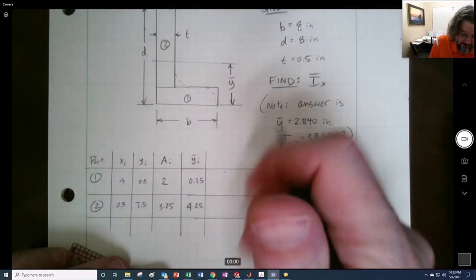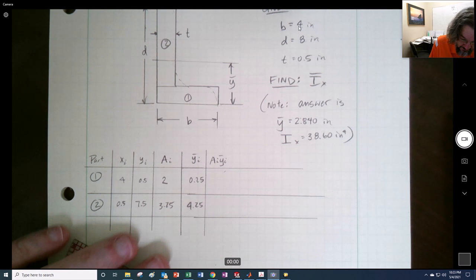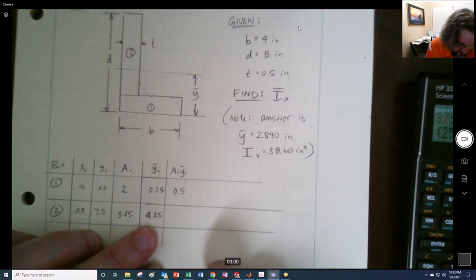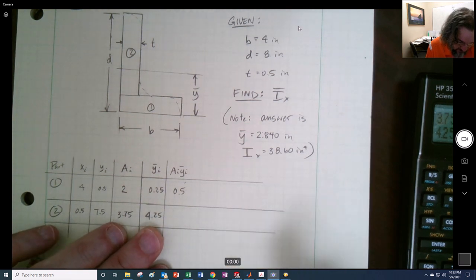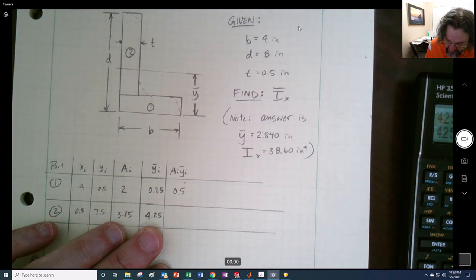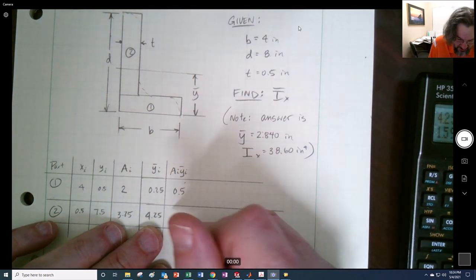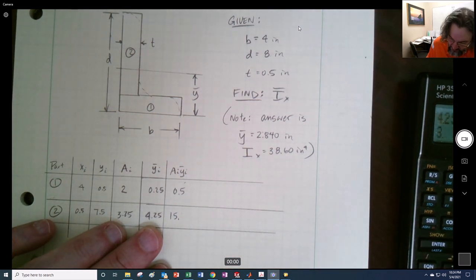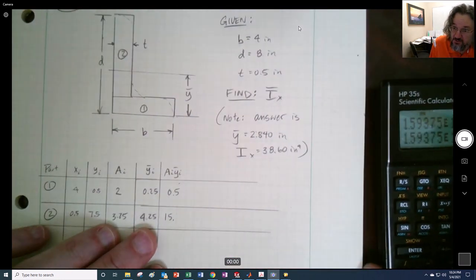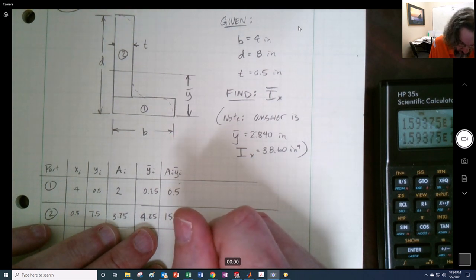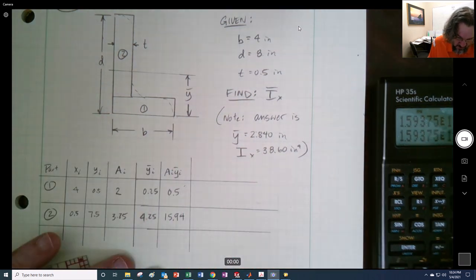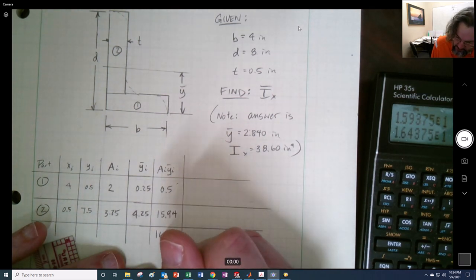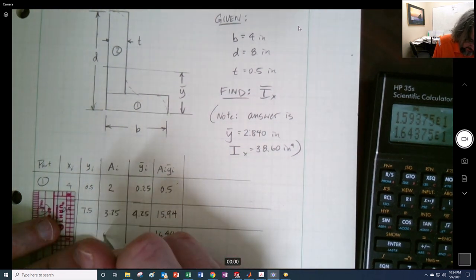All right. And we go A i, y bar i. 2 times 0.25. I think it's 0.5. 4.25 times 3.75. 4.25 times 3.75, we get 15 point... That seems large. Wait, I don't like that. 4.25, 3.75. Yeah, it's a weird long number. It just didn't seem like that would be the right number. Okay. 15.94. Add that to 0.5. Boom. We get 16.44. I could do this in my head, 5.75.